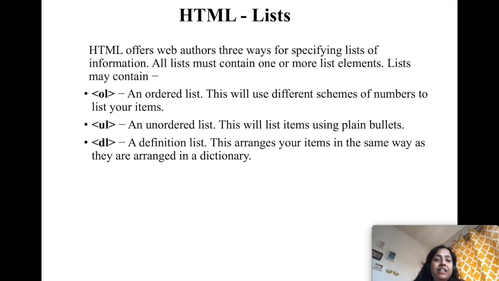Lists may contain the OL tag, that is an ordered list. This will use different schemes of numbers to list your items. The UL tag, an unordered list. This lists items using plain bullets. The DL tag, a definition list. This arranges your items in the same way as they are arranged in a dictionary.